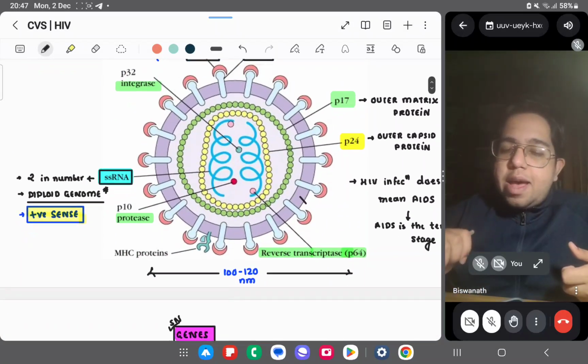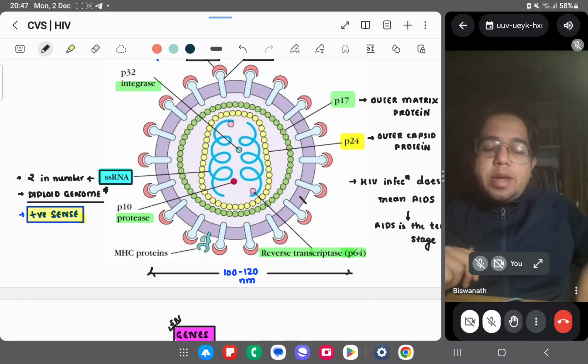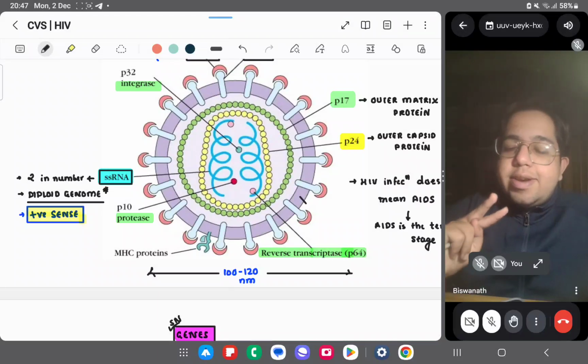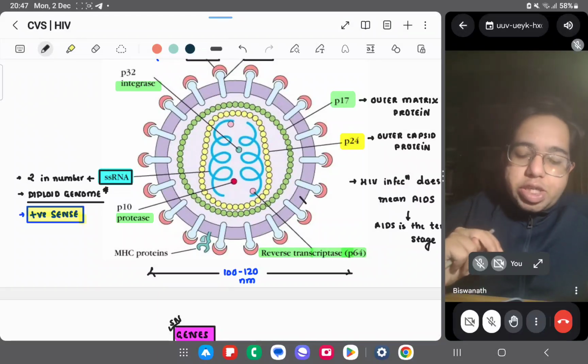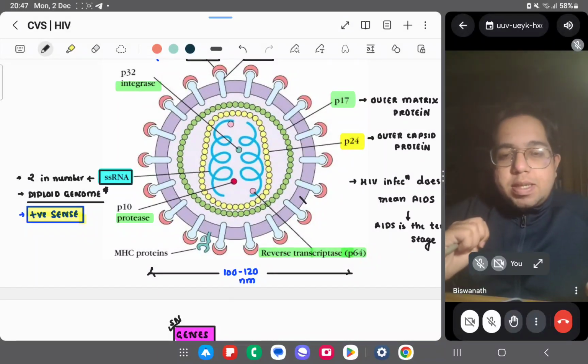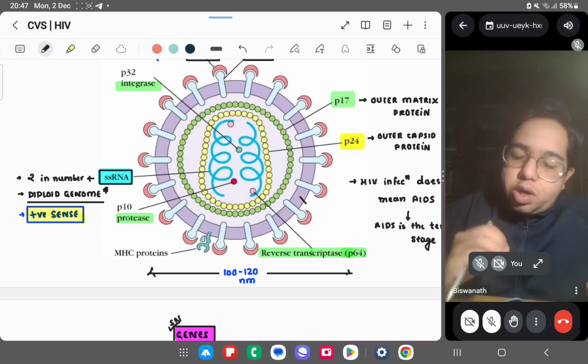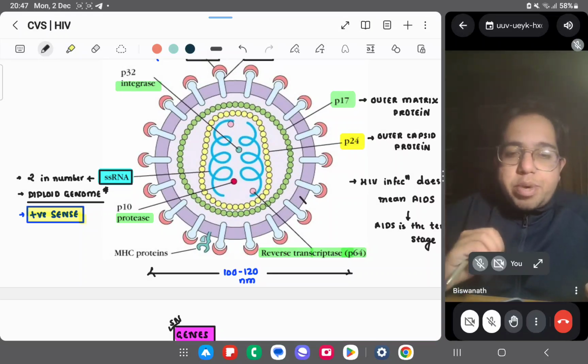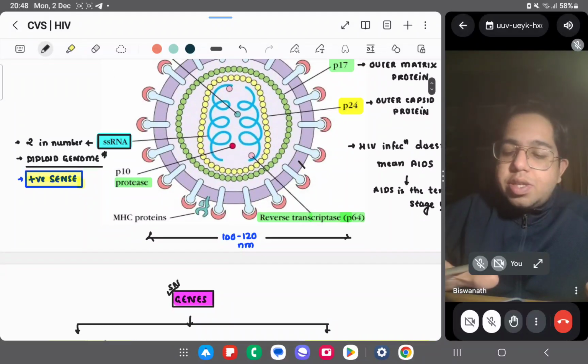So I told you we have a set of ssRNA. ssRNA means two single-stranded RNA. So we have a diploid genome and these are positive sense ssRNA, which are two in number. This is the genetic material of HIV virus, right? And the size of the virus is 100 to 120 nanometers.